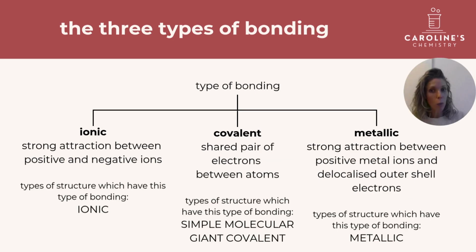Now let's think what structure types we find these in. So we get ionic bonding in ionic substances. We recognize those via metal and nonmetals. We find covalent bonding in 2 different structure types: simple molecular and giant covalent. And metallic bonding we find in metallic substances. And again, if you want a recap of those 5 structure types, head back to a previous video in this topic.